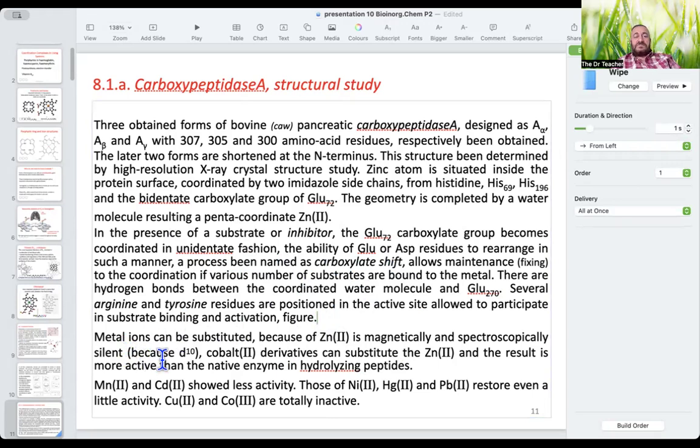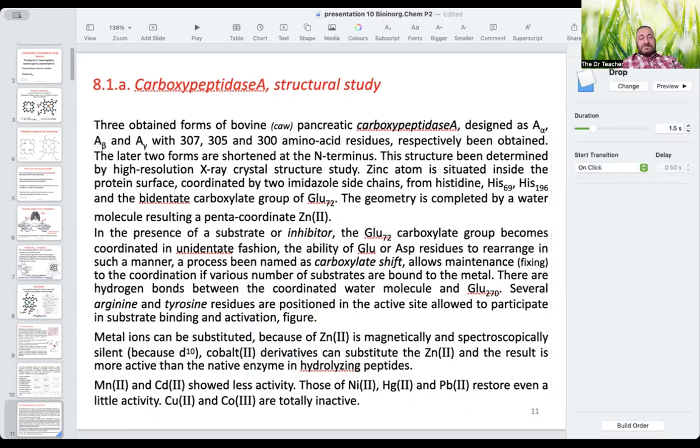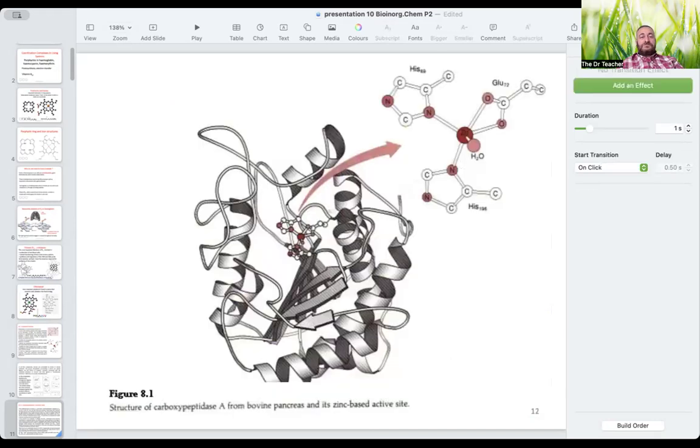So the metal ions can be substituted, because zinc 2 is magnetically and spectroscopically silent because of the d10 configuration. Cobalt 2 derivatives can substitute zinc 2, and the result is more active than the native enzyme in hydrolyzing peptides. Manganese 2 and cadmium 2 show less activity. If we replace zinc by cobalt 2 or by others, there will be some difference in the activity.